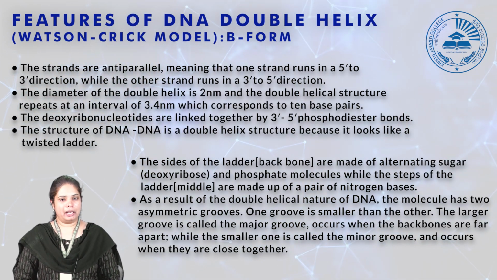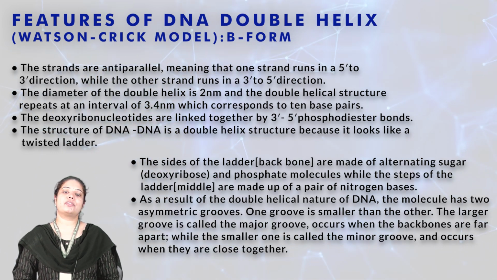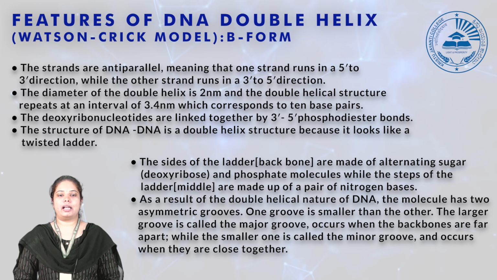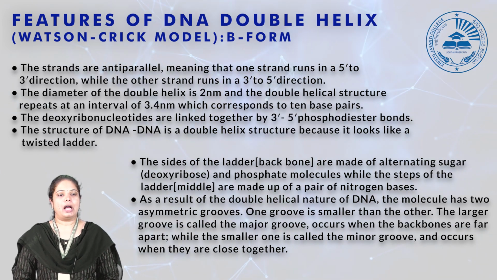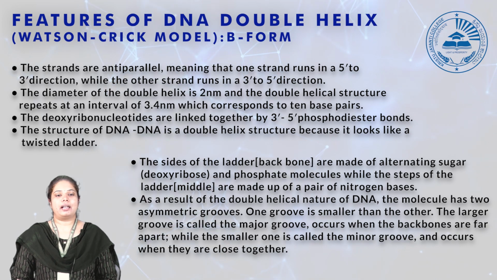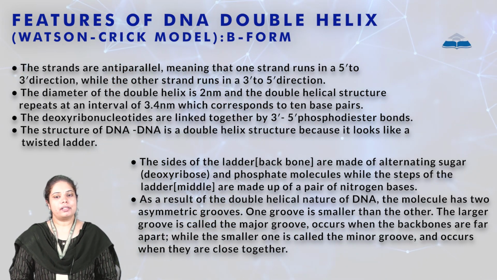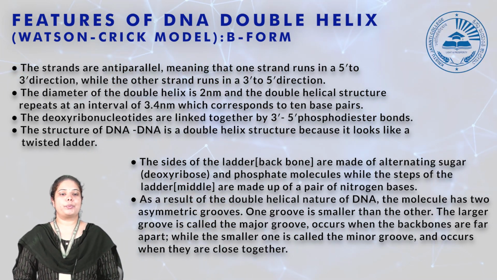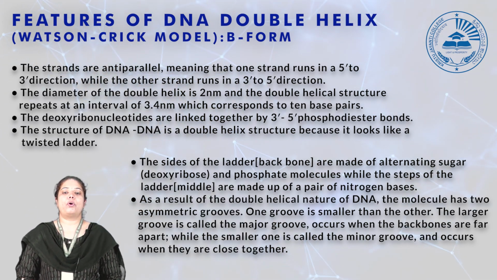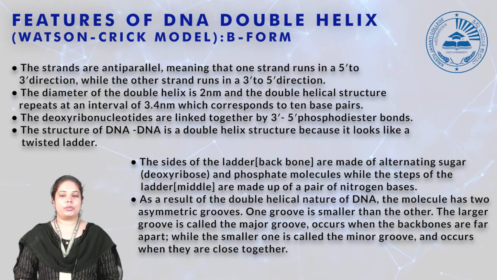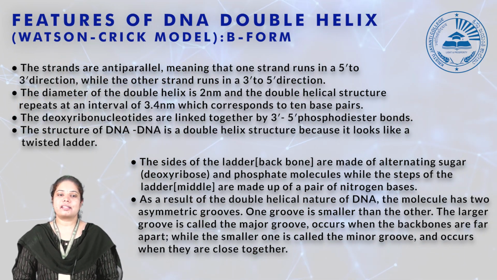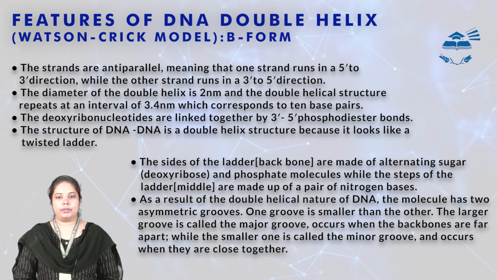As a result of the double helical nature of DNA, the molecule has two asymmetric grooves. One groove is smaller than the other. The larger groove is called the major groove, and occurs when the backbones are far apart. While the smaller one is called the minor groove and occurs when they are closer to each other. So these grooves are very important for the organization of the DNA, so that the DNA can wind around the histone proteins and organize itself in the nucleus of the cell.